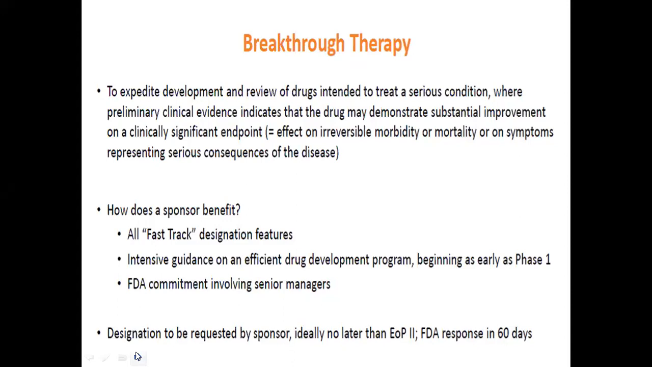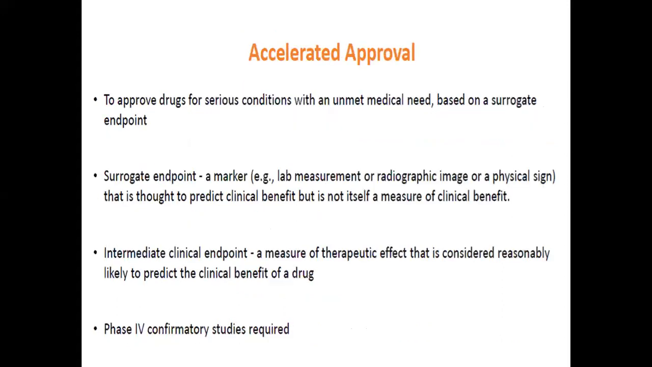So here, how does a sponsor get benefit? All the fast track designation features, as we mentioned previously, plus intensive guidance on an efficient drug development program beginning as early as the phase 1 trial, and FDA commitment involving senior managers. Designations are to be requested by sponsors, ideally not later than the end of phase 2. And here also the FDA should give a response within 60 days.